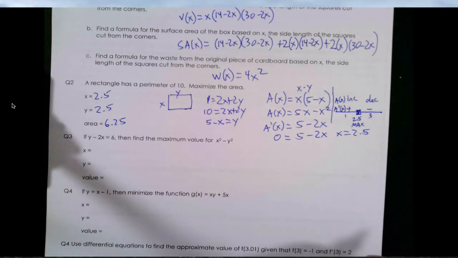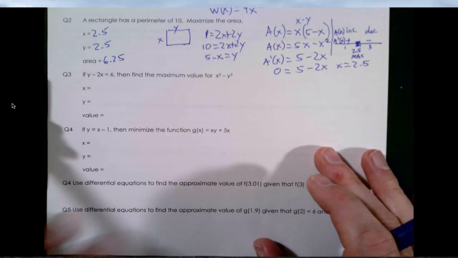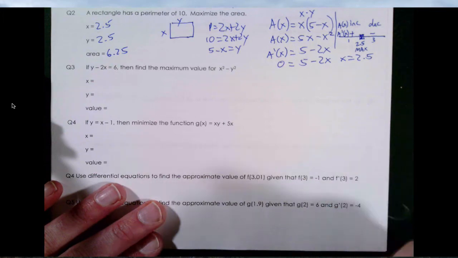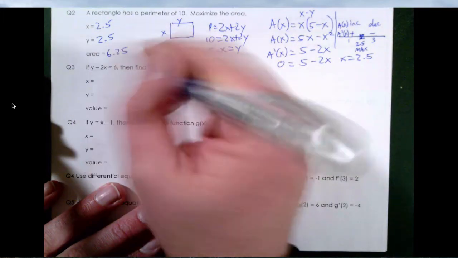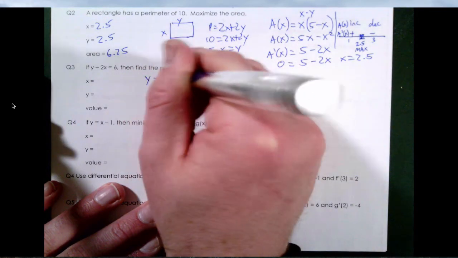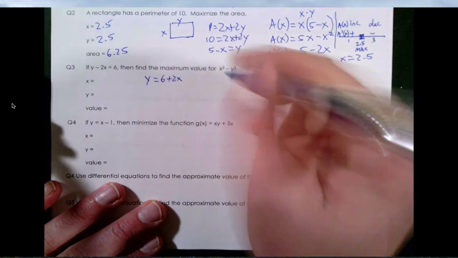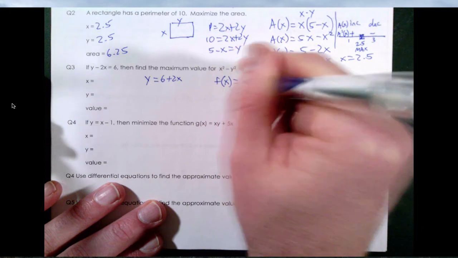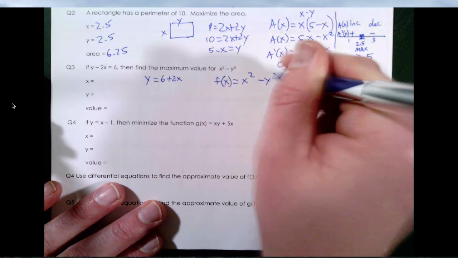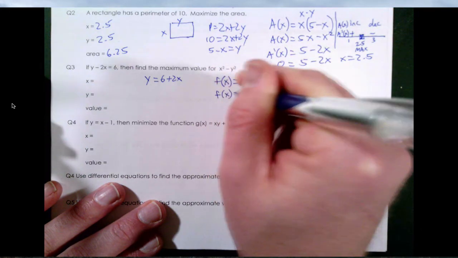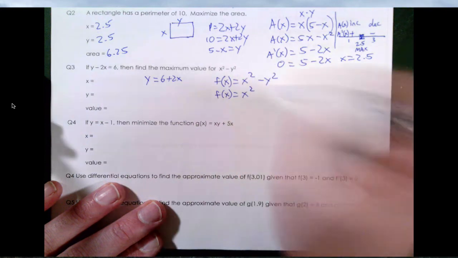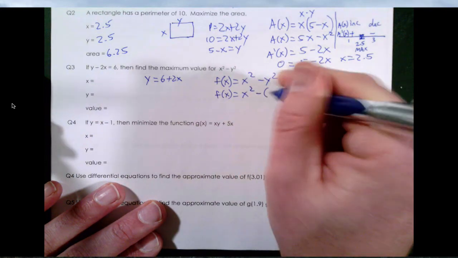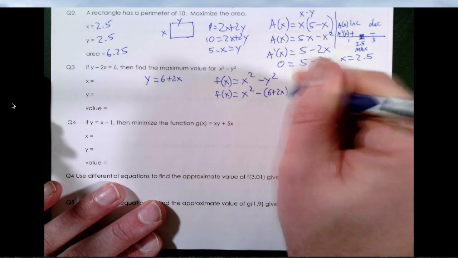All right, got it. If y minus 2x equals 6, then find the maximum value for x squared minus y squared. Let's solve this for y: y equals 6 plus 2x. Now let's plug this in. We're trying to maximize x squared minus y squared, and if I plug in for my y value, it's x squared minus (6 plus 2x) squared.